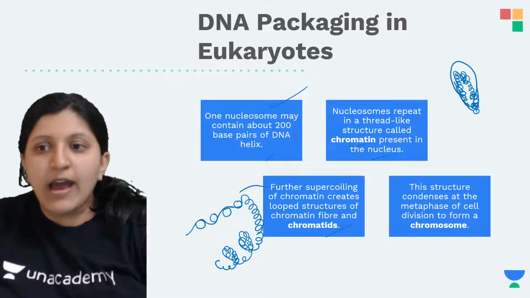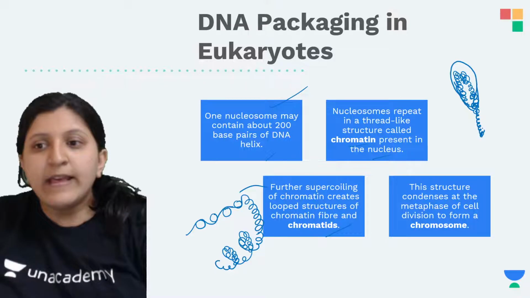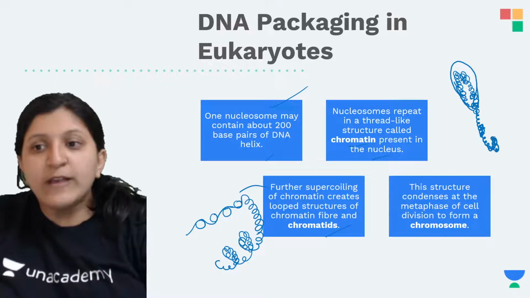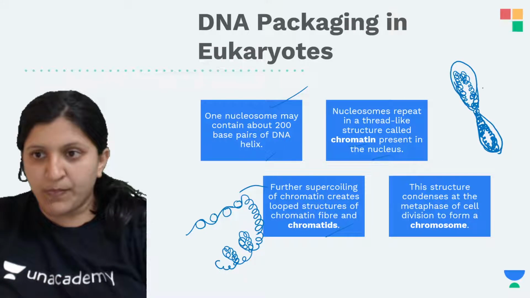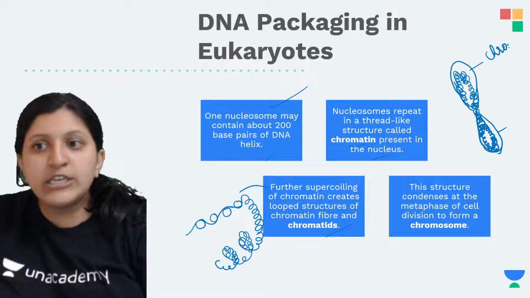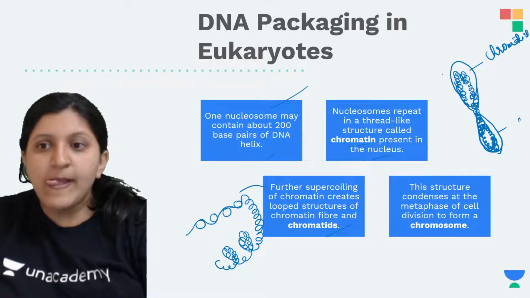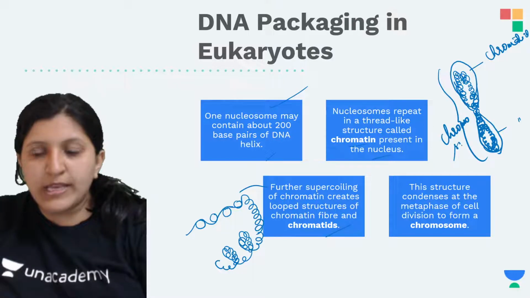On the other side, in the same way there is coiling, then supercoiling, then coiling, again supercoiling. So this is how the DNA is arranged. Now another chromatid is formed. So these two are actually chromatids individually. On the whole, this is a chromosome.